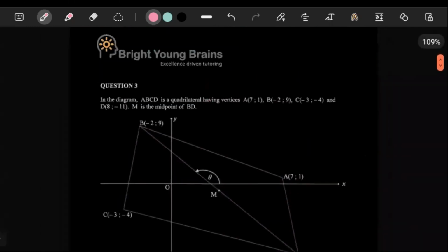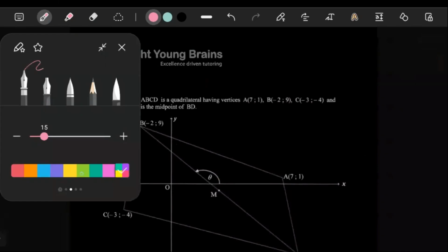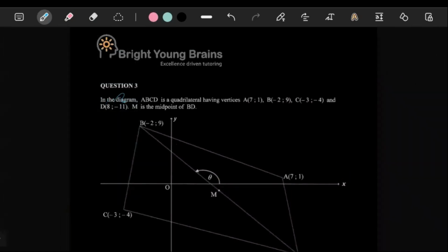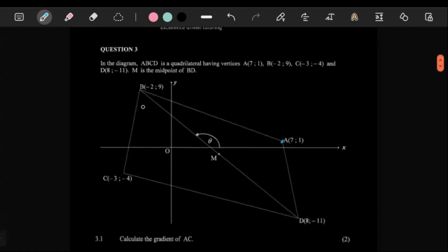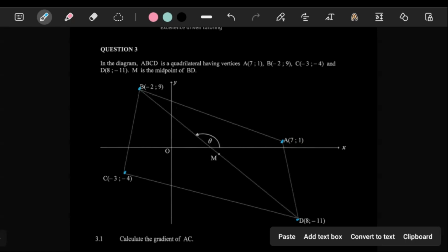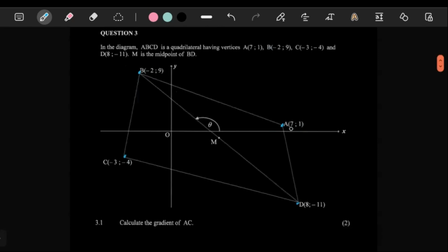Question number 3 looks all nice and dandy. What does it say? In the diagram, A, B, C, D, let's see where A, B, C, D is. A, B, C, D. Why are you going anti-clockwise now? A, B, C, D is a quadrilateral. It's not a parallelogram, it's a quadrilateral. It just has 4 sides. The vertices are given there, it looks like all the coordinates are given. Wow, that's a first. And then it says M is the midpoint of BD. So M is this point here. It's not on the x-axis.